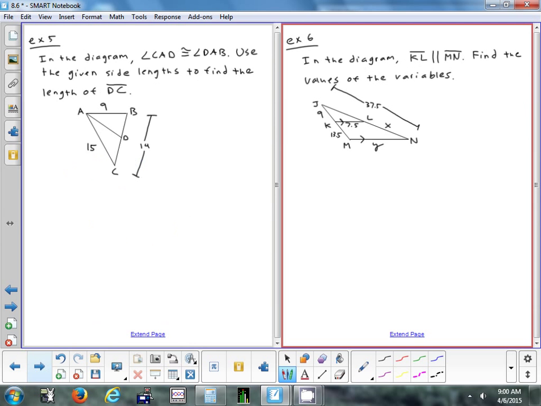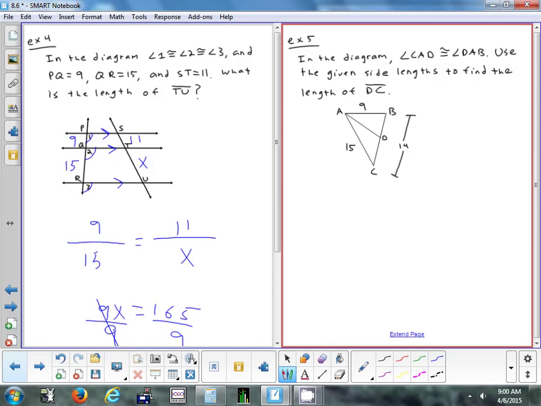And let's see. These will be our last 2. All right, so example 5. It says in the diagram, CAD is the same as DAB. Okay, so we've got an angle bisector, AD. Use the side lengths to find DC. Let's call DC X. Okay, we don't know what it is, so we'll just call it X.